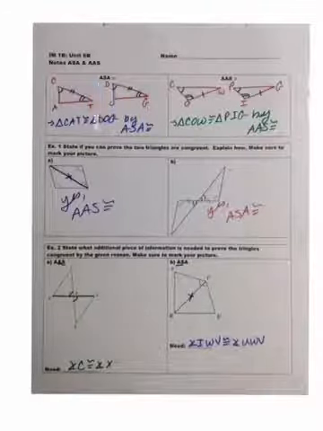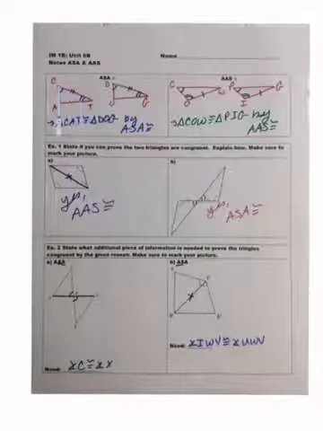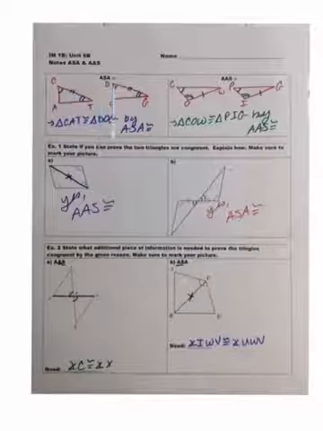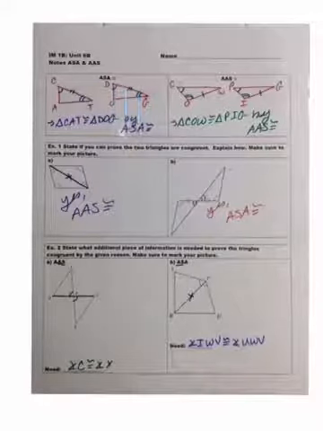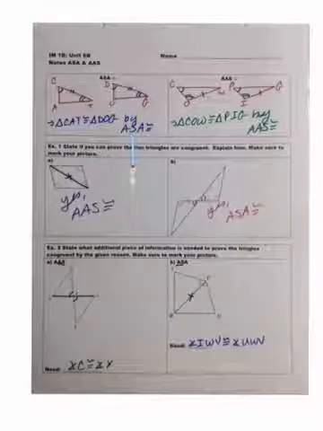Angle, side, angle congruence is when you have two angles and the side connecting those two angles in one triangle congruent to two angles and the side connecting those two angles in the second triangle. So these two triangles would be congruent by ASA congruence.